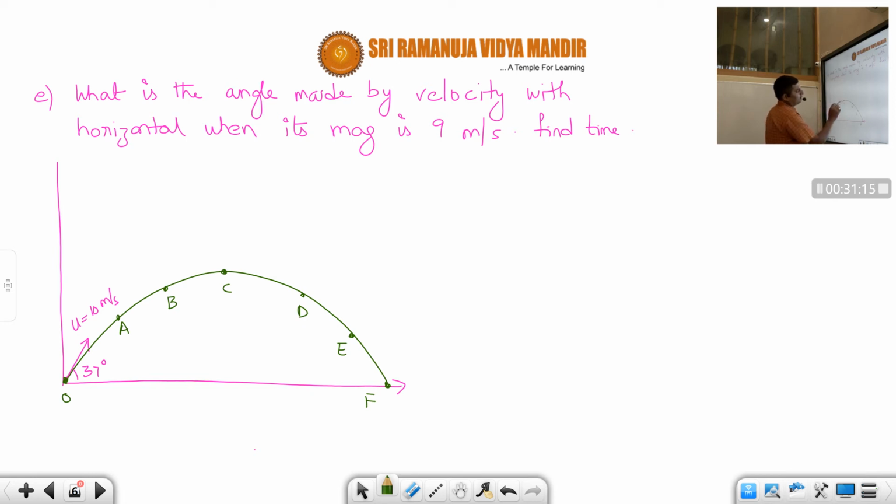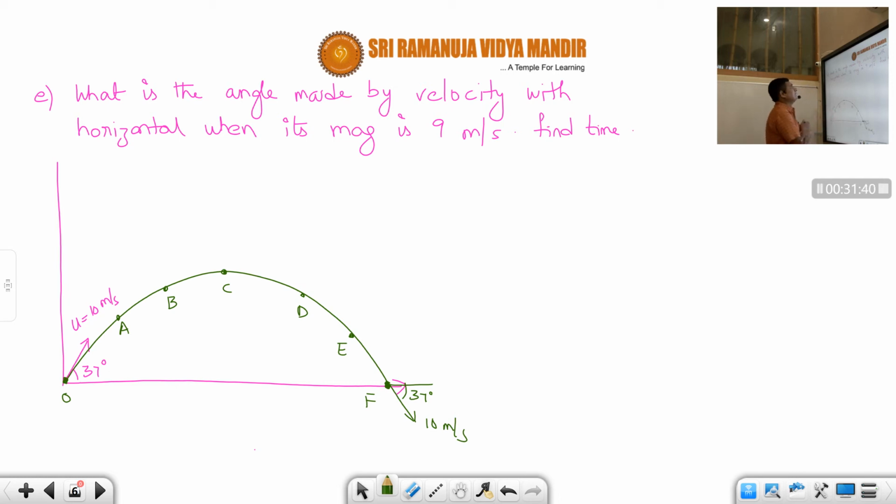Even after reaching maximum height, when it is coming back to D and E, the velocity is changing. When it comes to point F, you can tell directly that the velocity magnitude is 10 meters per second with an angle of 37 degrees to the horizontal. This point I already told you. But in between the velocity keeps on changing. While going from O to C it is decreasing, and while coming from C to F it is increasing.